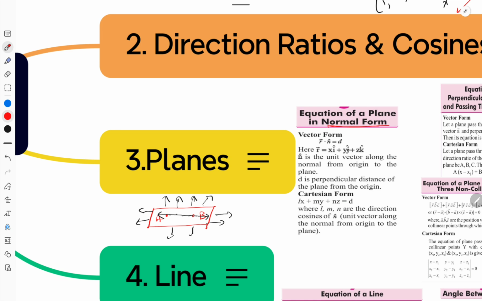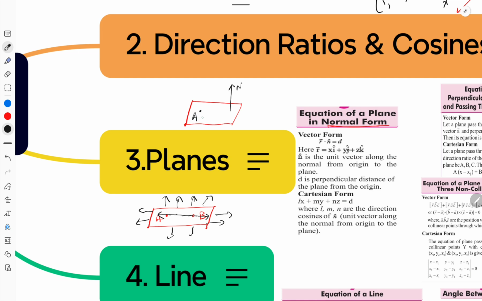So if you consider a plane, what are the things which are unique for a line or for a plane? The normal direction. Every plane will have a normal direction. Of course, many planes may have the same normal, but every plane will have only one normal. So this is the normal direction.